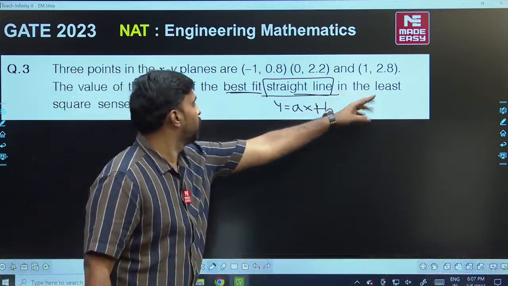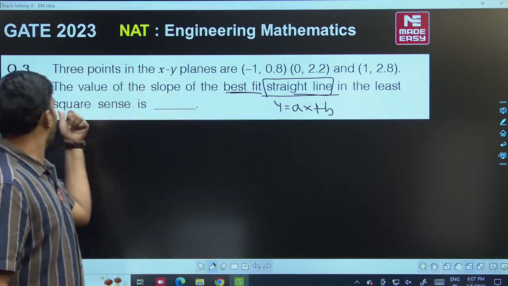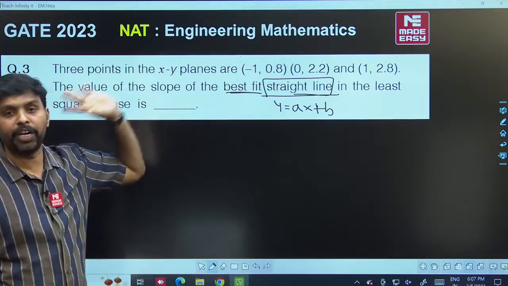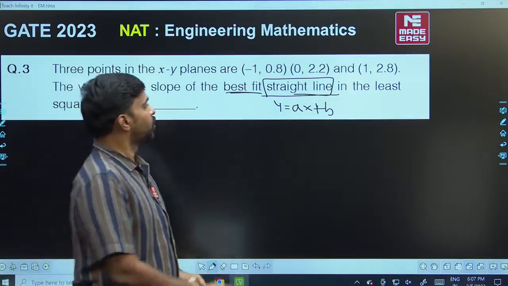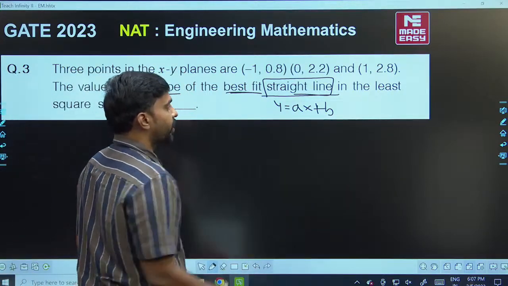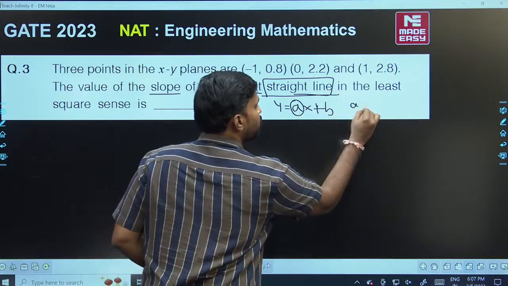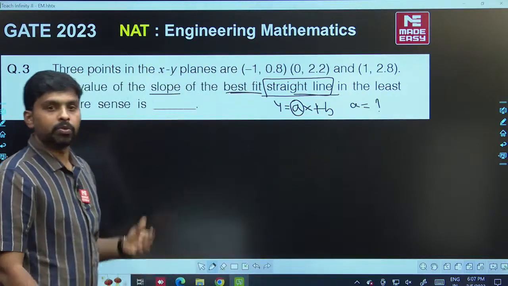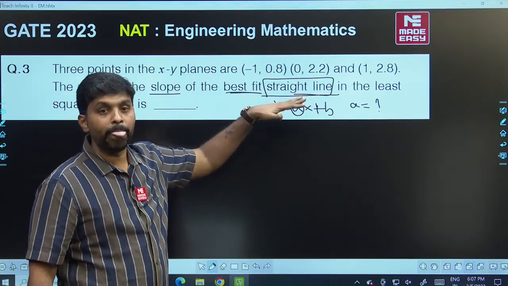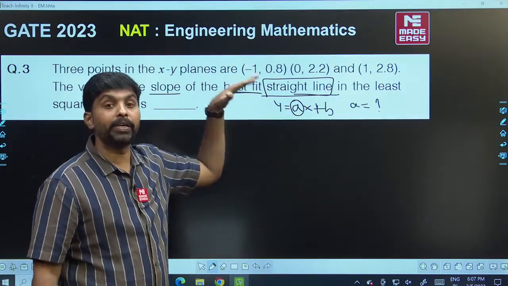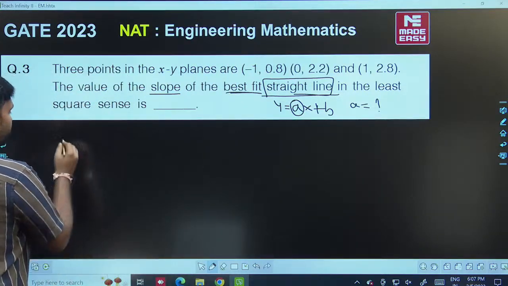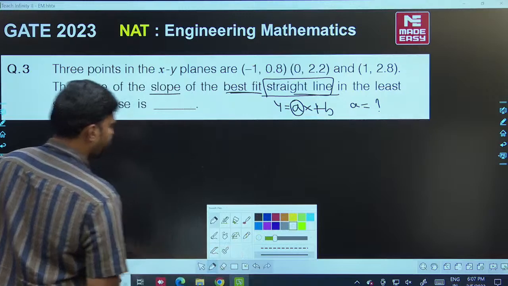By using the least square approximation, you have to fit the straight line for the given data. Then he is asking for the value of the slope of this best fit, that means this a value. So you have to find this a value, and to get it you have to fit this straight line by using the concept of least square approximation. Chaliye, so let us take that here.